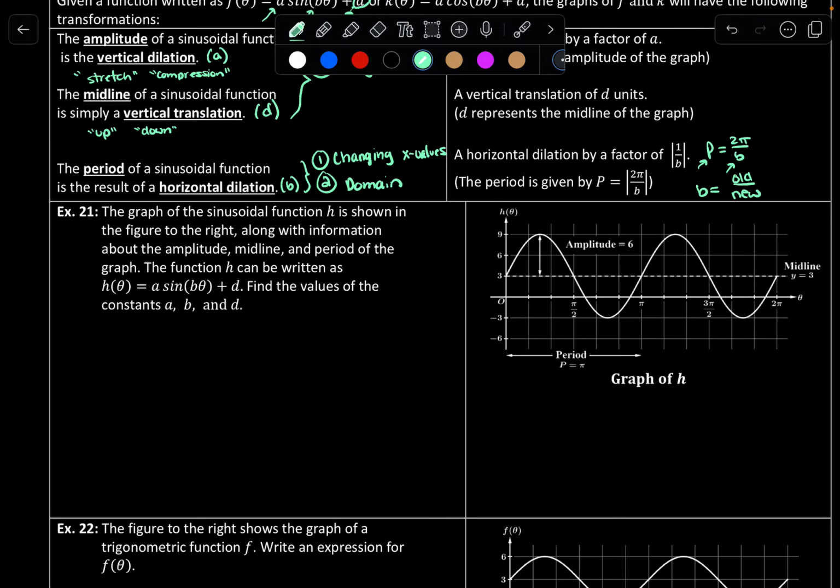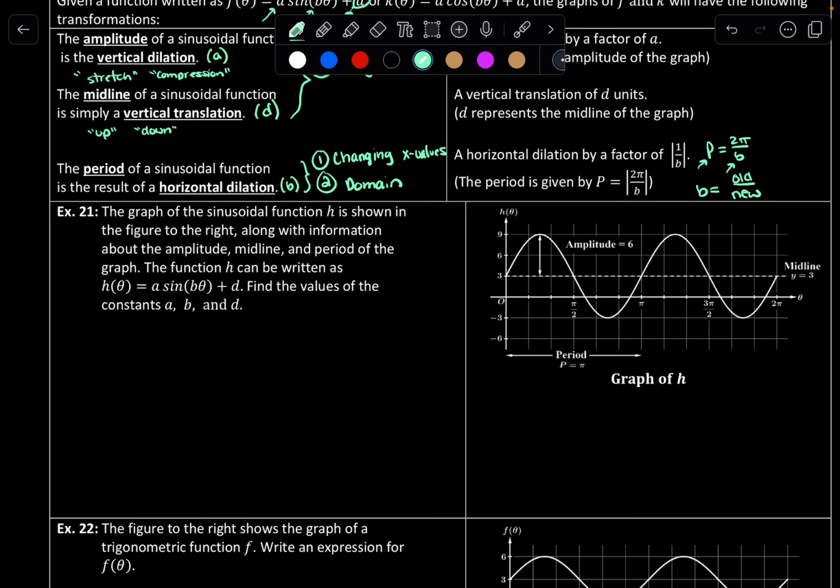So the first question is, the graph of the sinusoidal function h is shown in the figure to the right, along with information about the amplitude, midline, and period of the graph. The function h can be written as h of theta equals a sine of b theta plus d. Find the values of the constants a, b, and d.